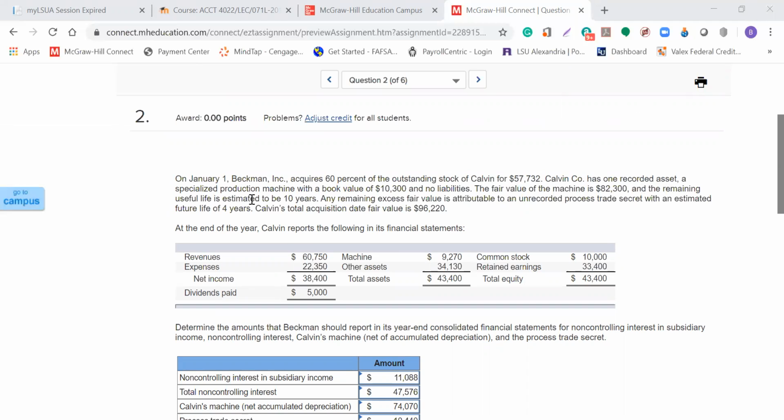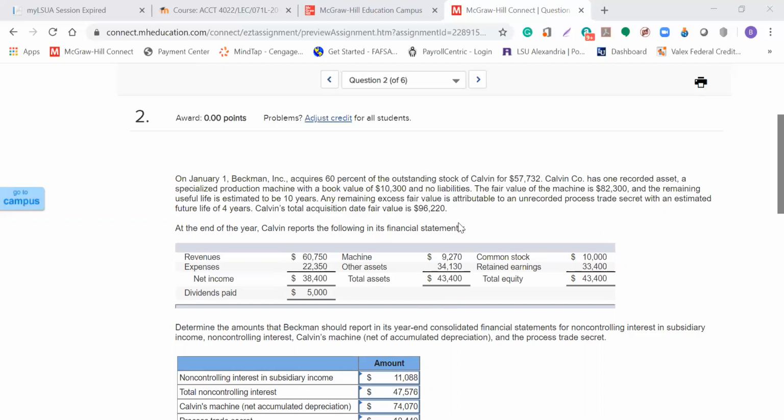Calvin has one asset recorded, a specialized production machine with a book value of $10,300 and no liabilities. The value of the machine is actually $82,300, and it has a remaining useful life to be estimated over 10 years. Any remaining excess fair value is attributable to an unrecorded process trade secret with an estimated future life of 4 years, and the total acquisition date fair value is $96,220.